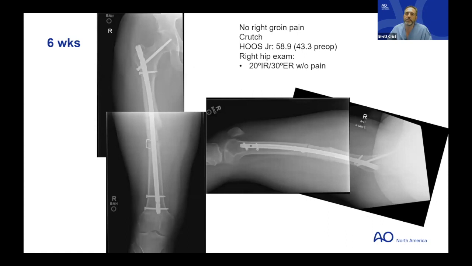So at 6 weeks, his groin pain's gone. He's still using a crutch. His HOOS Jr. score is improving, and his right hip exam supine this time was 20 degrees of internal rotation, 30 degrees of external rotation without pain, and it actually matched his other side.